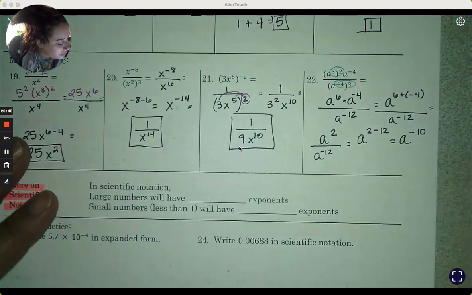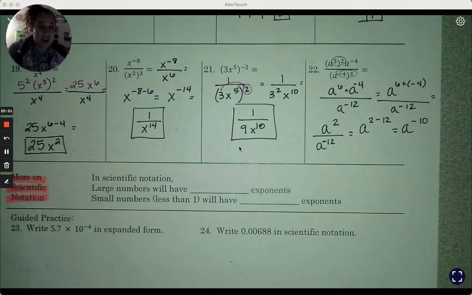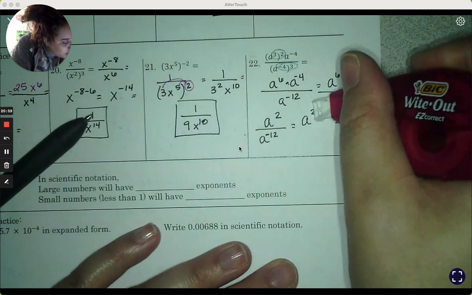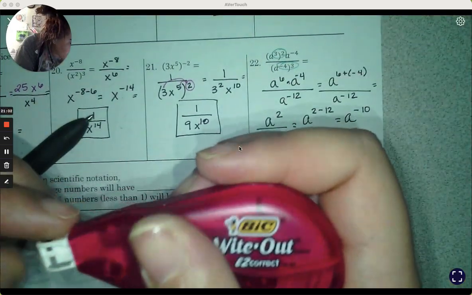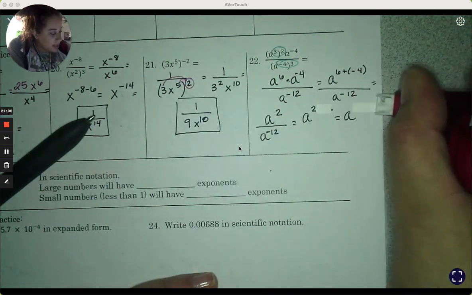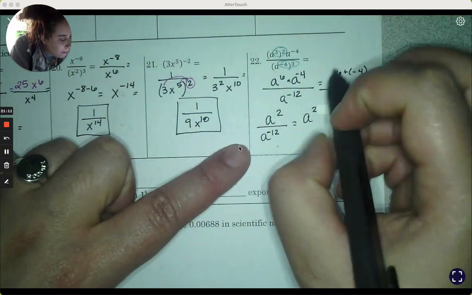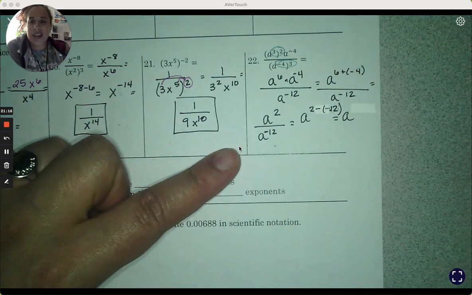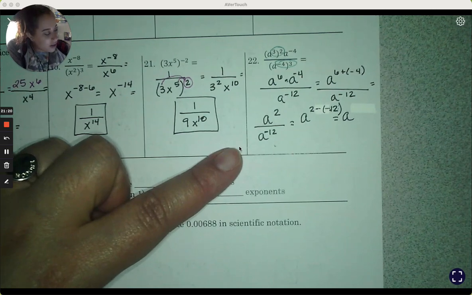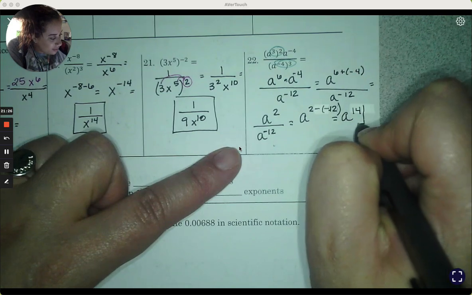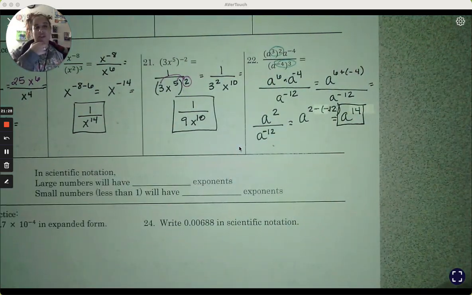Oh, y'all, brain fart. That's my fault. Where's my whiteout? I forgot that the denominator is a negative 12. Because it's a negative 12, whenever we minus a negative, so this should be 2 minus negative 12. If we minus the negative, it's a positive. So 2 minus negative 12 is positive 14. There we go. That looks better. That's our final answer. Okay.